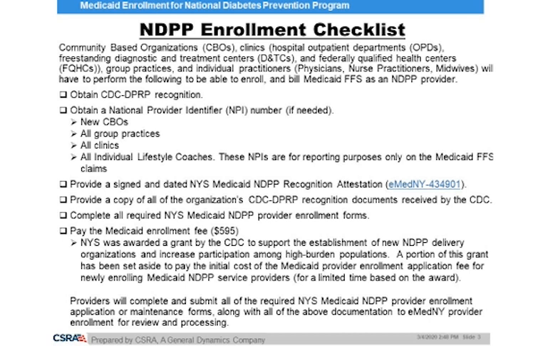So obtaining a new NPI, all the new community-based organizations, group practices, and clinics all have to get an NPI. Even if you're enrolled in the program currently as a CBO, or if you're enrolled as a group practice or a clinic, Article 28, DNTC, OPD, FQHC, you're required under the NDPP program with Medicaid to obtain a new NPI. Individual lifestyle coaches are required by the program to also obtain an NPI. They're not going to be enrolling in the Medicaid program as a service provider. Those NPIs are going to be utilized just for billing and record-keeping purposes only.